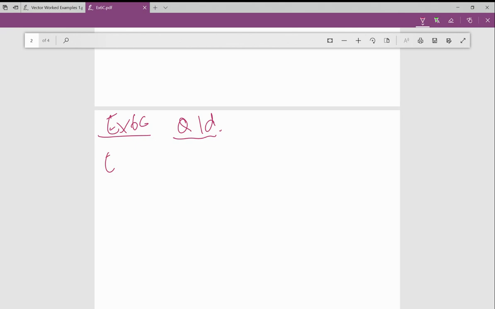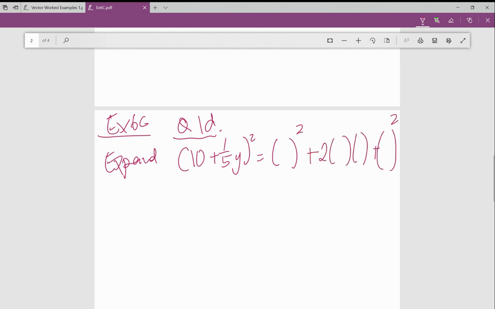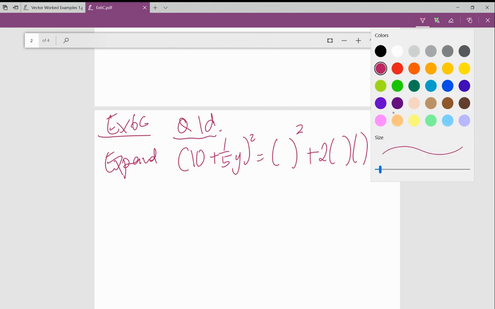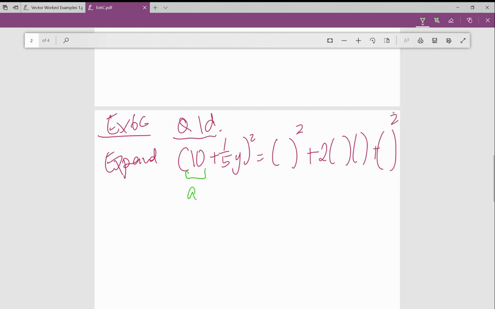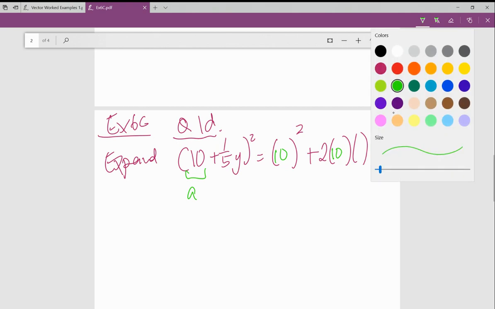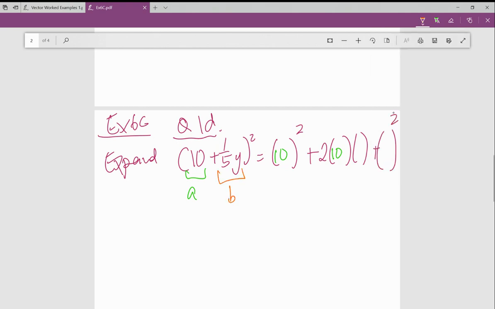They ask you to expand 10 plus 1/5 y, all squared. So again, this is a squared plus 2ab plus b squared. Again, what is a? This is a. So I put 10 here and 10 here. And let me find what is b. This is b. This is 1/5 y, 1/5 y.